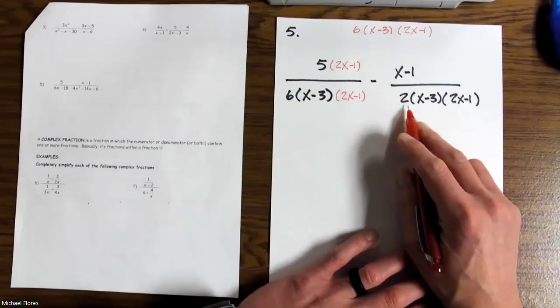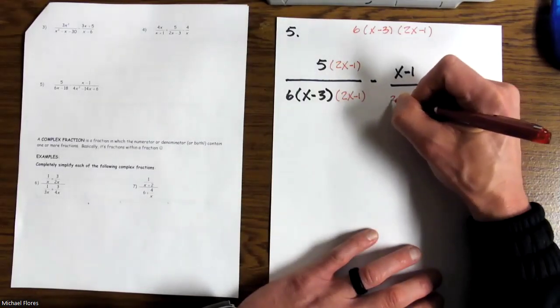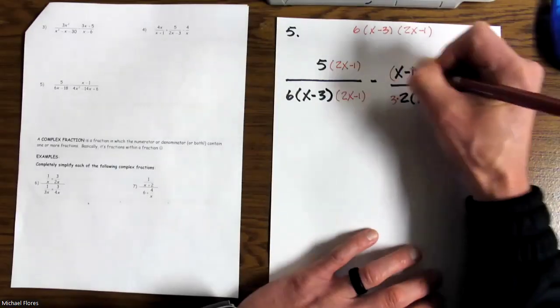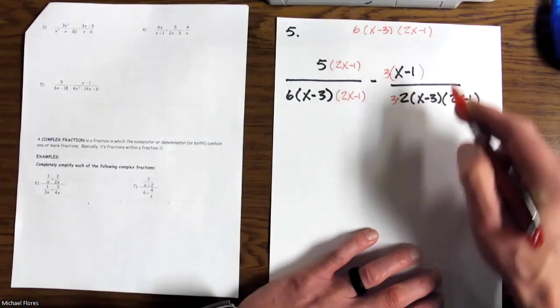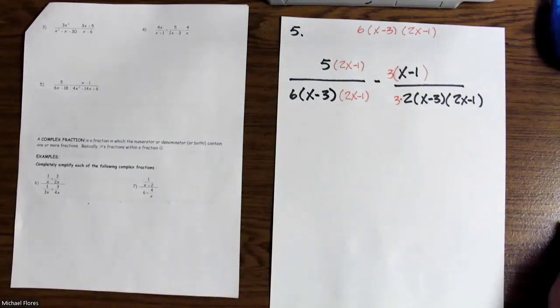Okay, this one has a 2. We need it to become 6, so we'd have to multiply this by 3. Multiply the numerator by 3 also. X minus 3, it has that. 2x minus 1, it has that. And now we're ready to go.